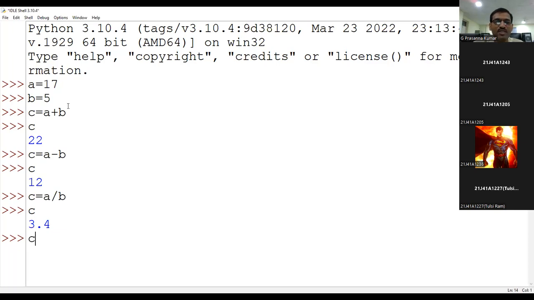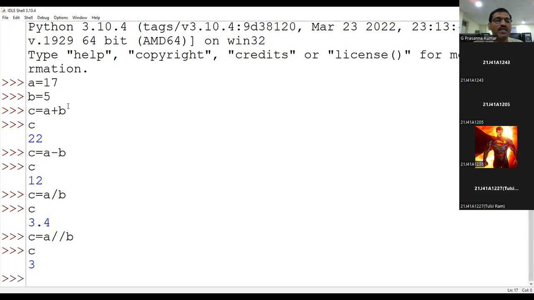If you use the same thing, c equal to a double divided by b, it gives the integer result, that is 3. The difference between the single division and the double division: single, a divided by b, gives the float result. A double divided by b gives the floor integer value. Okay. Any doubts in this?